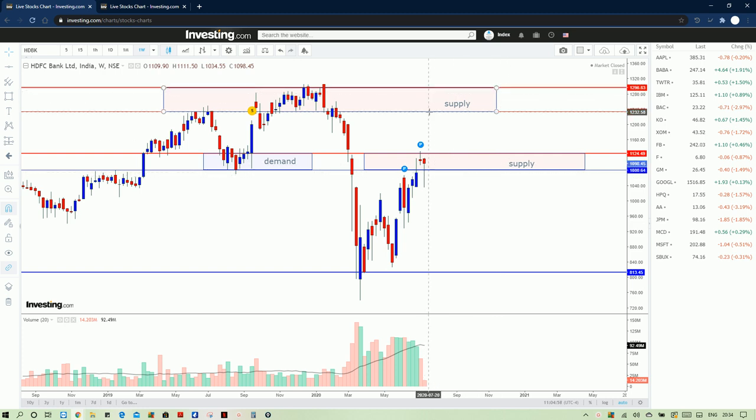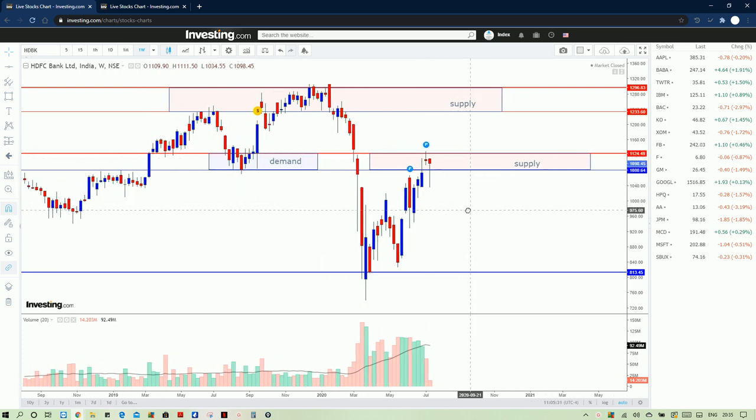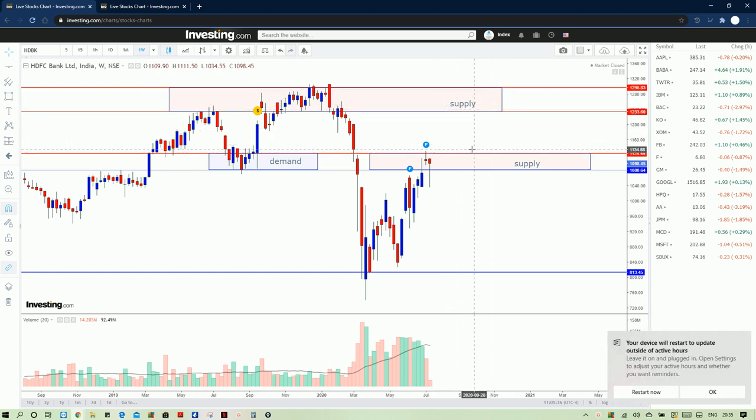The resistance point zone will be called a supply zone, and the support point where the accumulation and buying happened will be called a demand zone. That earlier demand zone will be acting as a strong supply zone here. This will get changed only by huge volumes, and the stock needs to close above this zone with a positive blue or green candle above this price. Only then can you say that this zone will give a breakout.